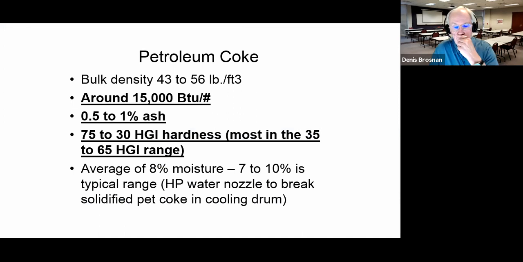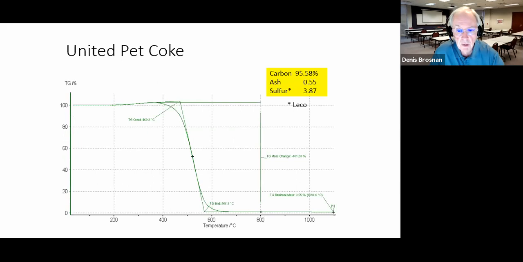Another solid fuel that's been used in more recent years is petroleum coke. You can see some data about petroleum coke. It's the residue from refining of oils, and it is crushed and used in combustion. It's considered a recycled fuel, and therefore it's preferred in some areas of the world. I took some of a product called United Petroleum Coke and heated it up.